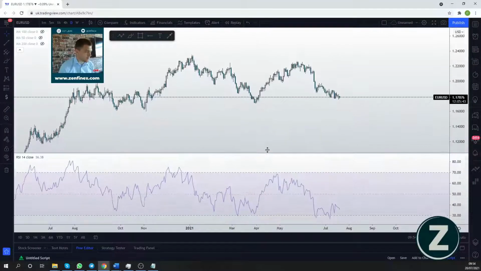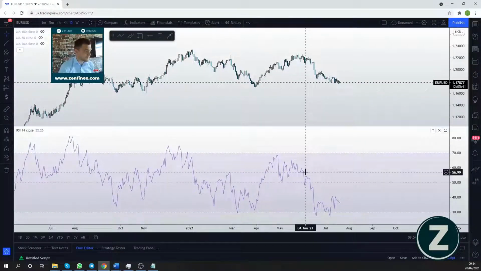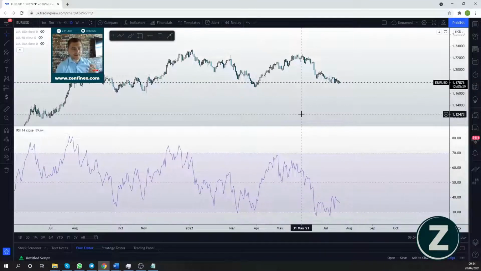And what I'll do is I'll just bring it up here for you. Anything above 70%, so this line here, indicates overbought territory.